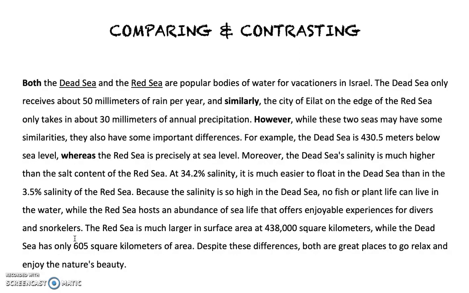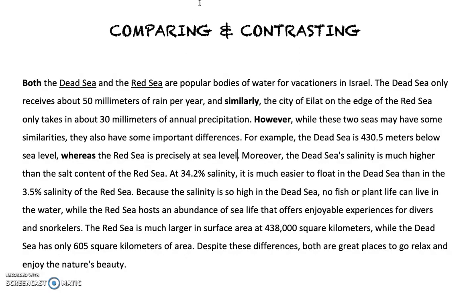So it's listing differences. It's talking about the difference in the salinity, and it's saying that the Dead Sea doesn't have fish or plant life in it, but the Red Sea does. So these are two more differences. And then it says the Red Sea is much larger in surface area at 438,000 square kilometers, while the Dead Sea has only 605 square kilometers of area. So that's another difference.